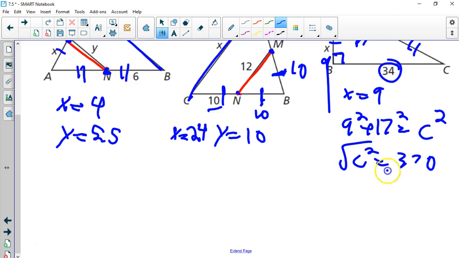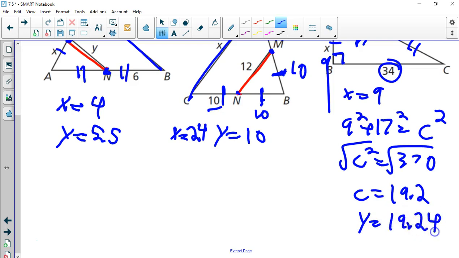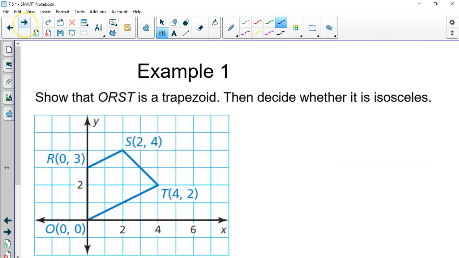I square root both sides, and I get c is equal to about 19.2. So y is 19.2, or 19.24 if you round it to the 100th spot. We'll also talk a little bit here about reducing or simplifying radicals, because we're going to be doing that.